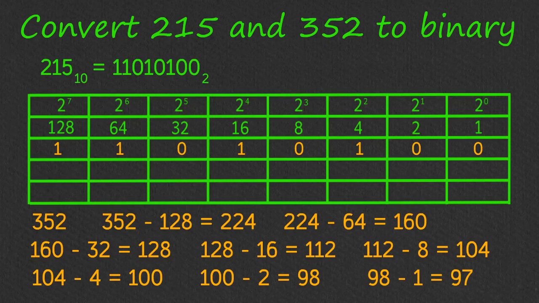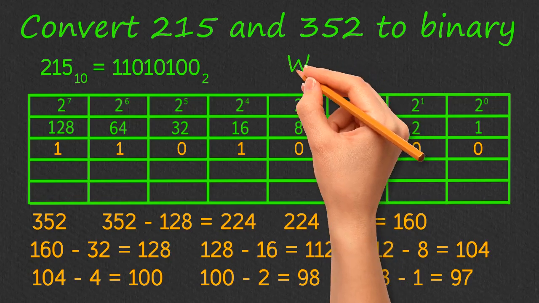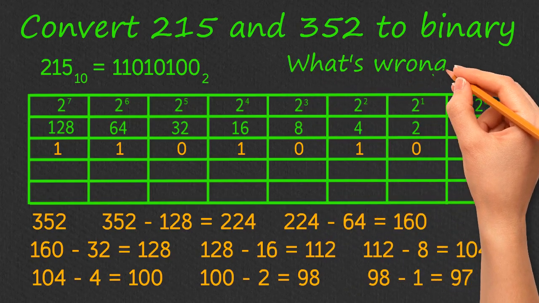What is wrong here? We used up all the place values, but there is still 97 that we need to make up to finish the conversion. Now, we cannot use any place values more than once, as in binary we only have the digits 1 and 0. So we either use the place value once or we don't use it at all. Where could we have gone wrong?